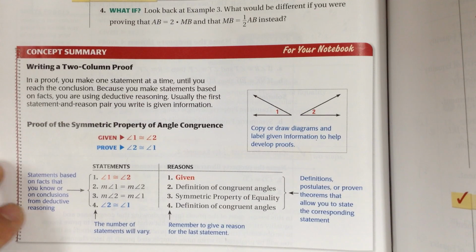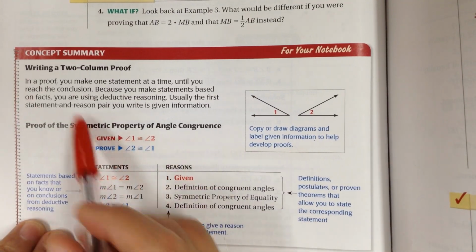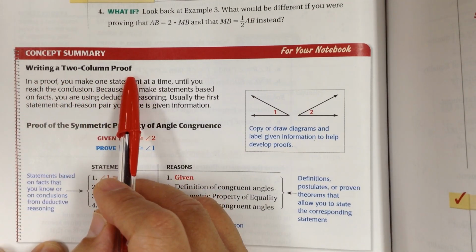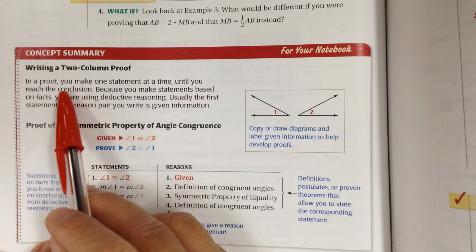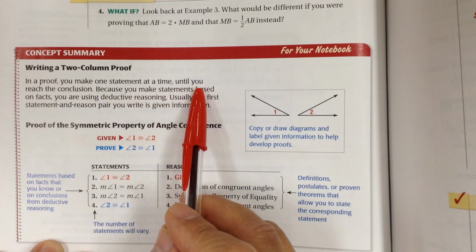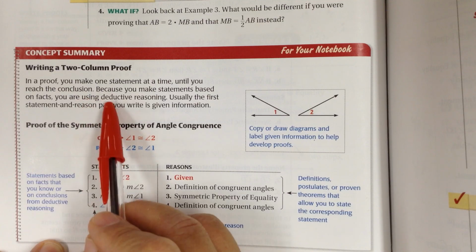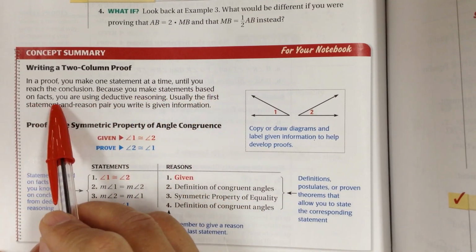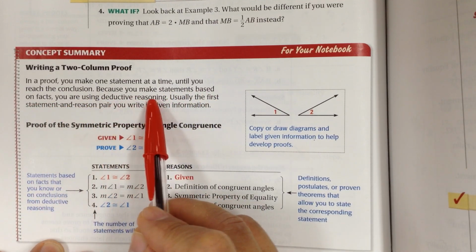Okay, let's go over the summary. Okay, writing a two-column proof. In a proof, you make one statement at a time until you reach the conclusion. Because you make statements based on fact, you are using deductive reasoning.